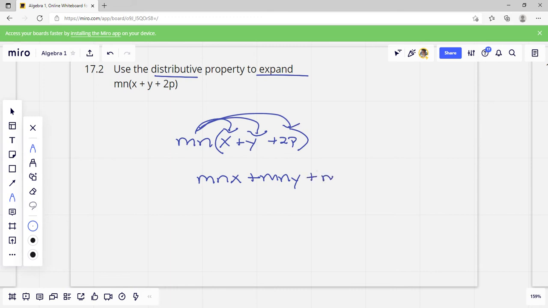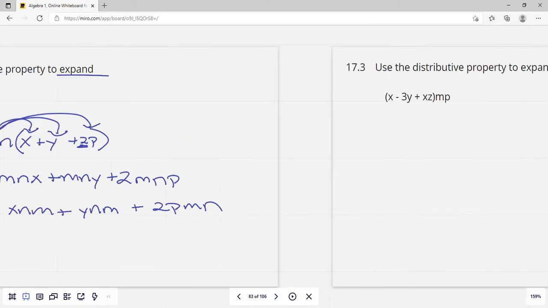well, first our number comes first before our letters usually. So we'll do the 2 first right here. So 2mnp. And it doesn't matter what order you put those in. So I could have said xnm plus ynm plus 2pmn, and it would mean the same thing. Okay? As long as you have the same letters, it doesn't matter the order you put them in.